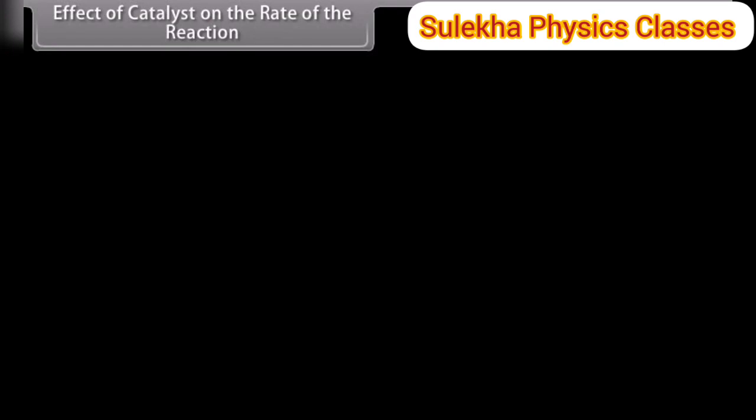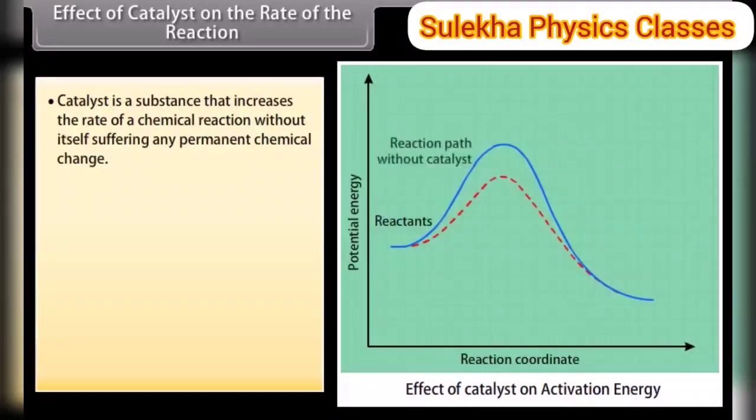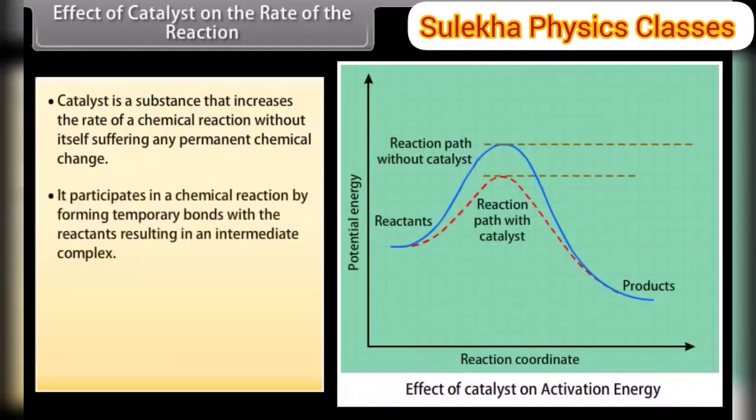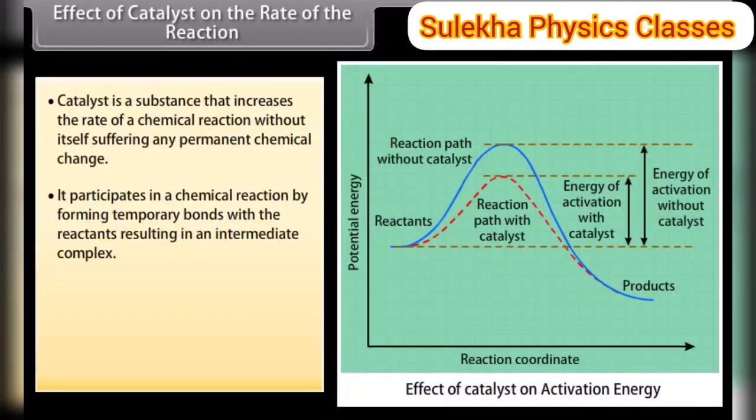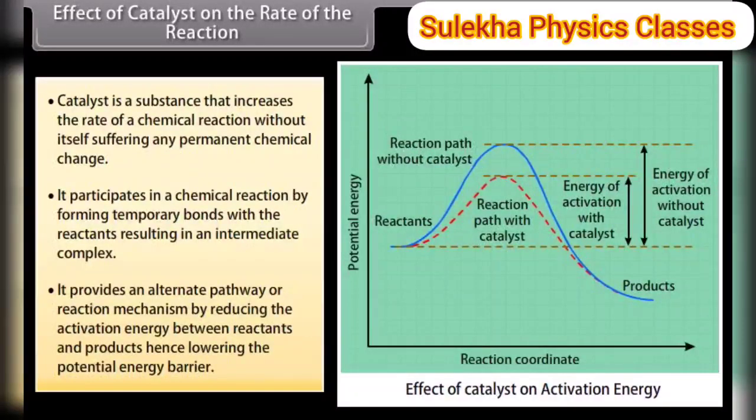Effect of catalyst on the rate of the reaction. A catalyst is a substance that increases the rate of a chemical reaction without itself suffering any permanent chemical change. It participates in a chemical reaction by forming temporary bonds with the reactants, resulting in an intermediate complex. It provides an alternate pathway or reaction mechanism by reducing the activation energy between reactants and products, hence lowering the potential energy barrier.